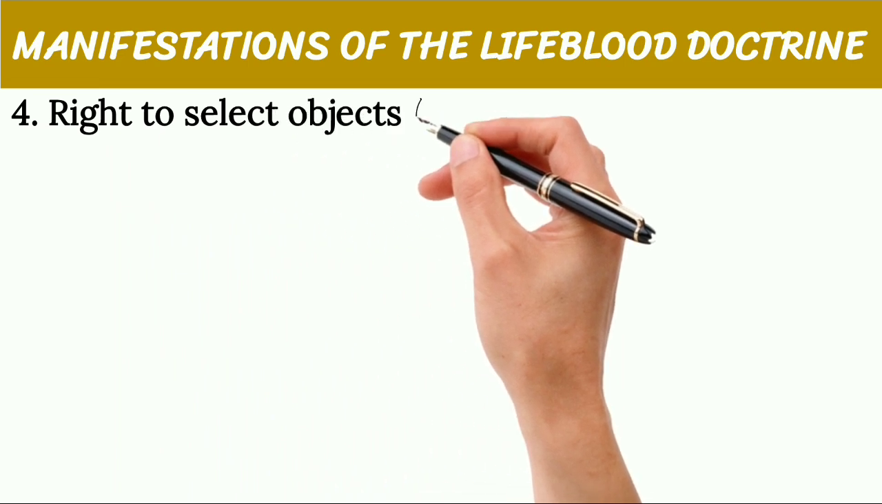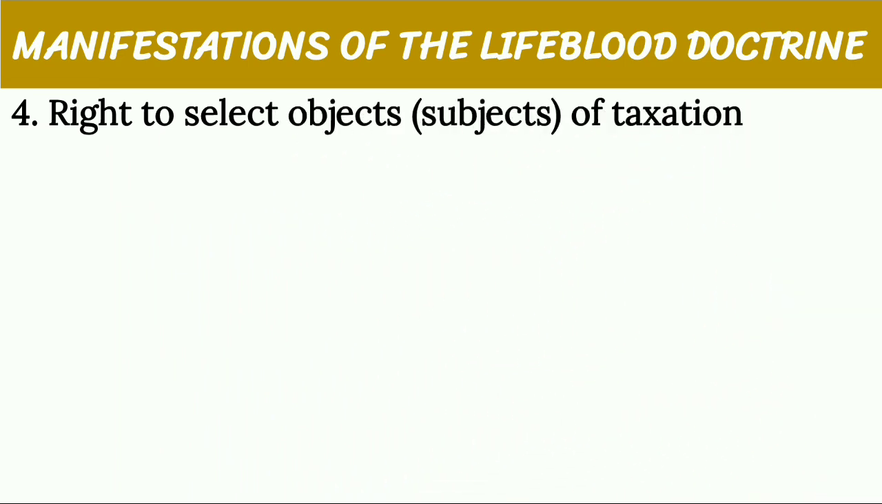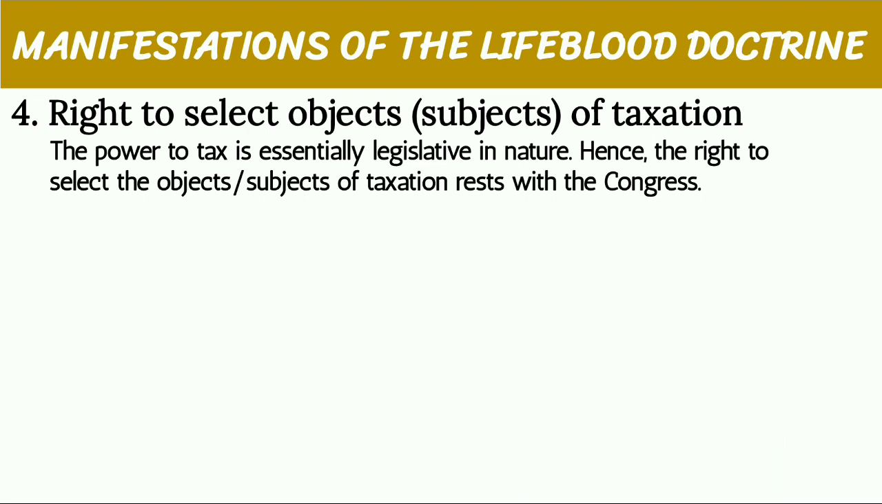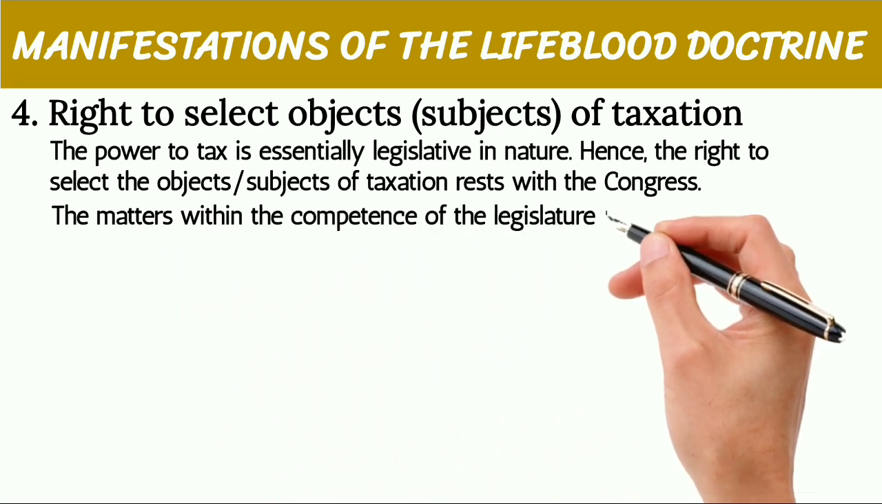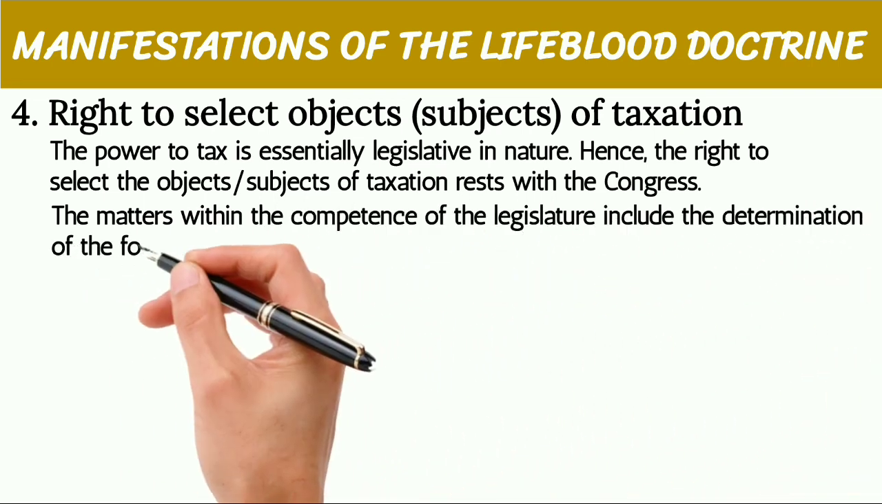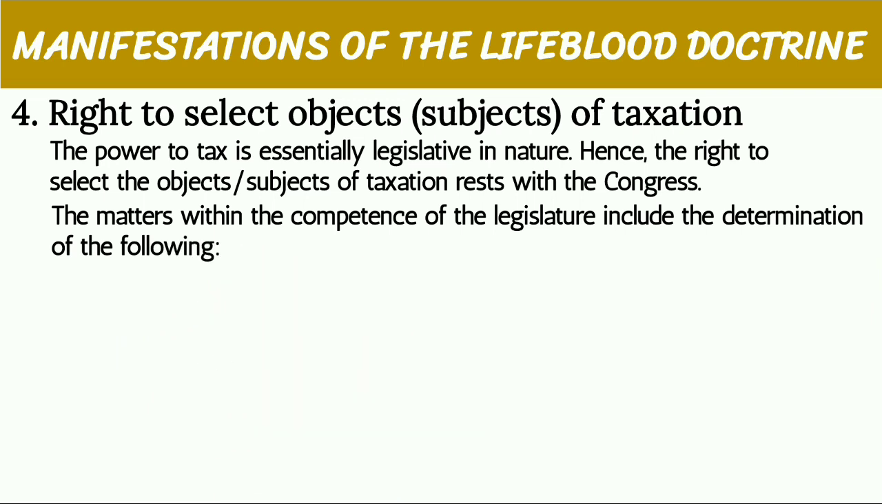Next, right to select objects or subjects of taxation. The power to tax is essentially legislative in nature. So since legislative siya in nature, then yung Congress ang may karapatan na mag-select ng objects or subjects of taxation. Ang Congress ang mamimili kung sino at ano yung papatawan ng taxes. The matters within the competence of the legislature include the determination of the following. So ito yung mga pwedeng i-determine ng Congress.